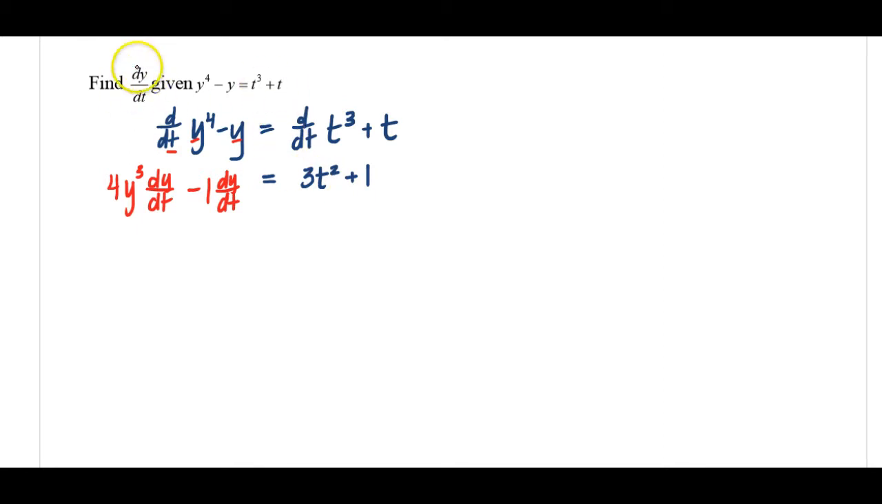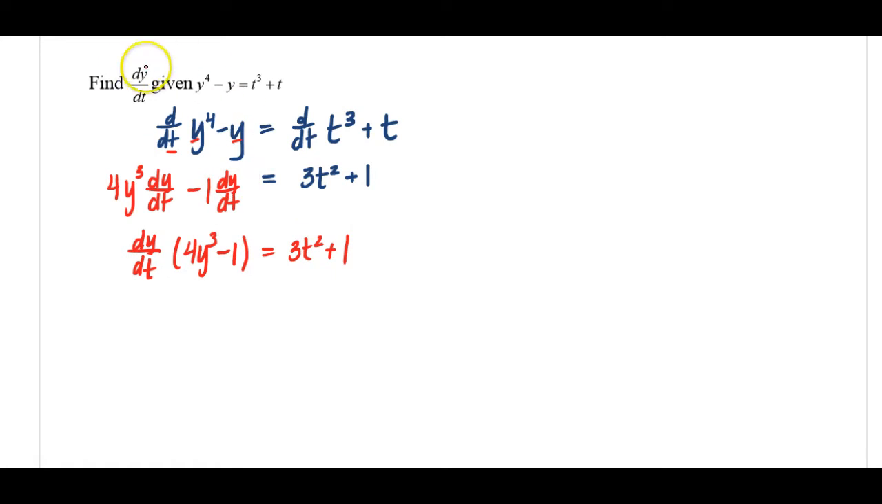And I'm being asked to find dy/dt. There are actually two dy/dt's in this problem. They're already on the same side of the equal sign, so I'm going to factor out the dy/dt from both pieces on the left-hand side. So dy/dt times the quantity, 4y cubed is left from the first term, -1 is left from the second term, and all of that equals the 3t squared plus 1 on the right.